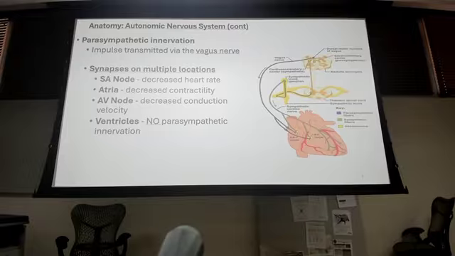Parasympathetic via the vagus nerve synapses only on the atria, the SA node, and the AV node. It does not synapse on the ventricle. And its purpose is to slow things down. So it slows down the heart rate, it slows down the conduction of the action potential, and in the atria, it decreases the contractility a little bit, okay? But it doesn't do anything to the ventricle, so it doesn't decrease contractility of the ventricle, okay? So that's a key difference between the parasympathetic and the sympathetic.